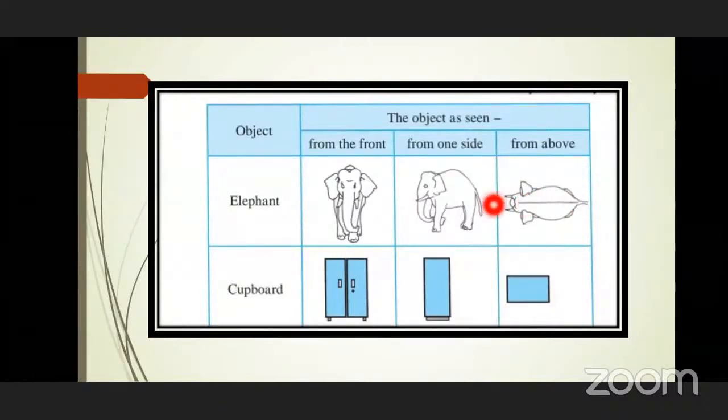Okay. Now see the elephant. When we look at the elephant from the front, it will look like this. If we look at the elephant from any side, then the elephant will look like this. If we look at the animal elephant from above, then the elephant will look like this. Now which is this view, beta? Cupboard. Front view. Yes, this is a front view.